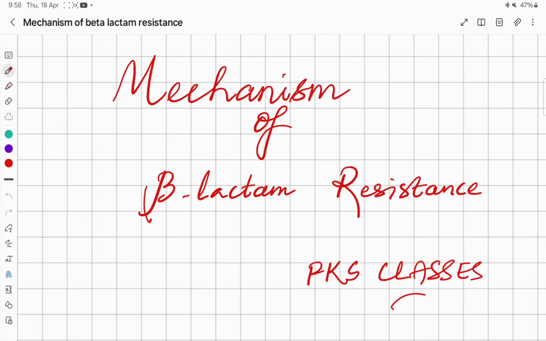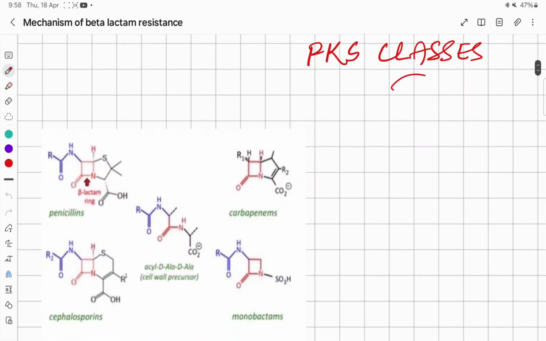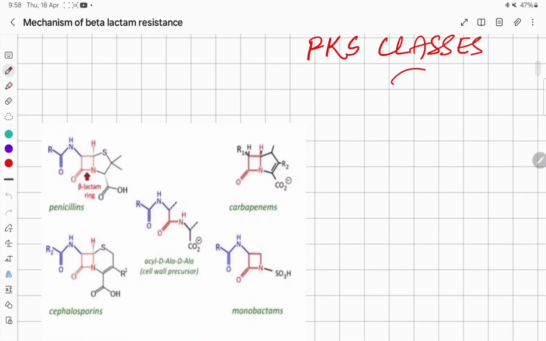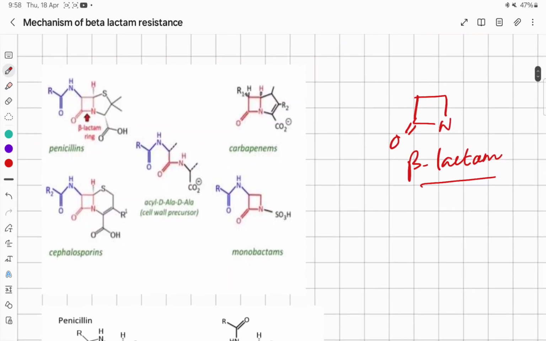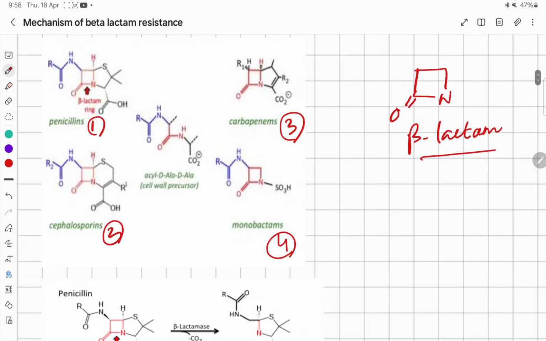Today we will discuss the mechanism of beta lactam resistance. So this is the beta lactam ring, with a CO and one N. All the antibiotics with this ring in their structure are called beta lactam antibiotics. There are four classes of beta lactam antibiotics: one is penicillins, two is cephalosporins, three is carbapenems, four is monobactams, and these are the general structures of these four classes.